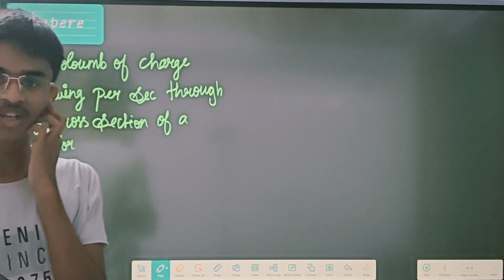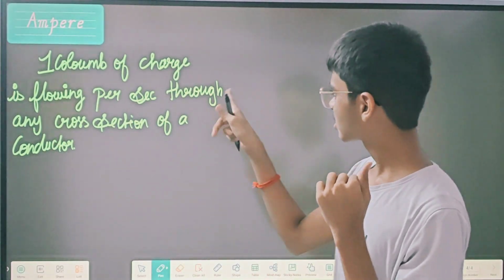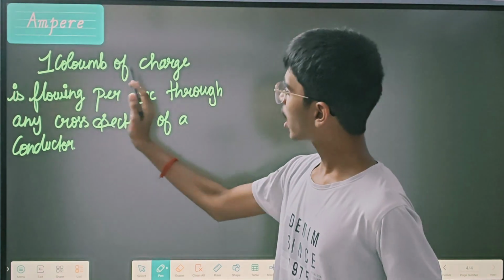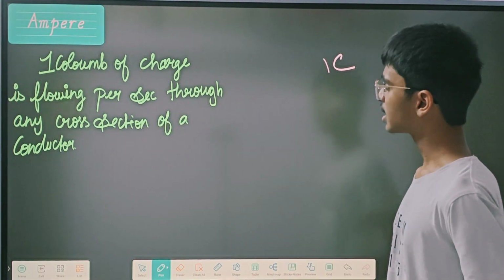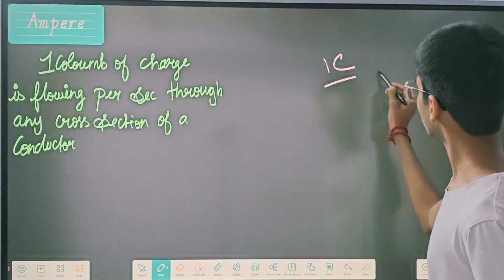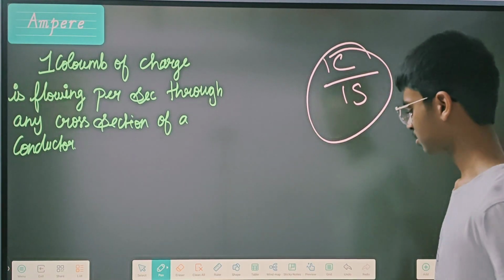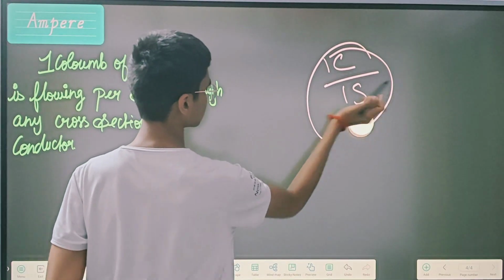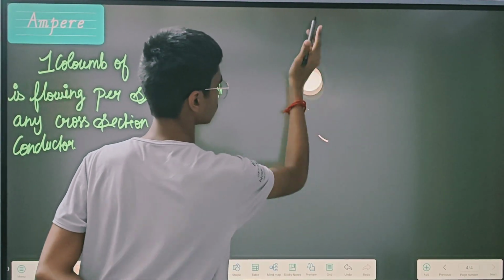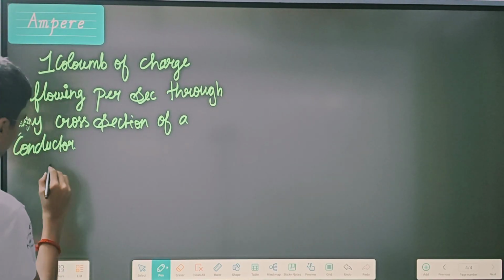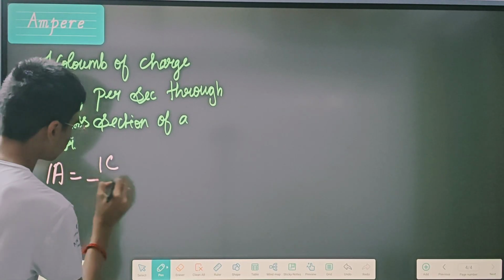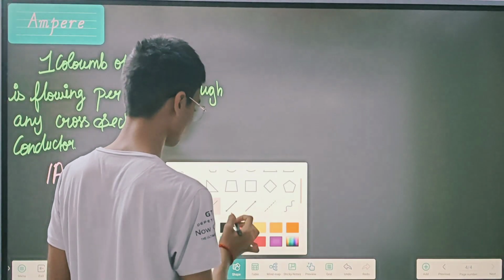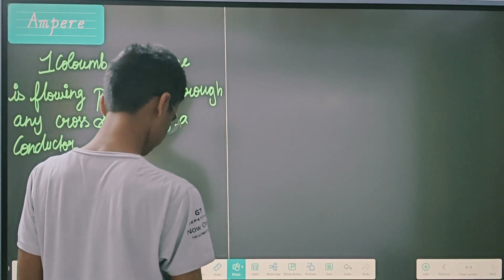So through any cross section of a conductor. What is its formula going to be? From this definition itself, we are going to get it. 1 coulomb of charge is flowing per second. It's not actually a formula, it is just the representation. So 1 ampere is equal to 1 coulomb divided by 1 second. This is what the definition or representation is going to be.